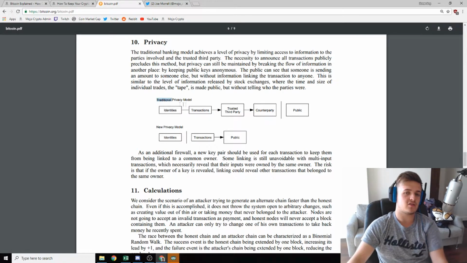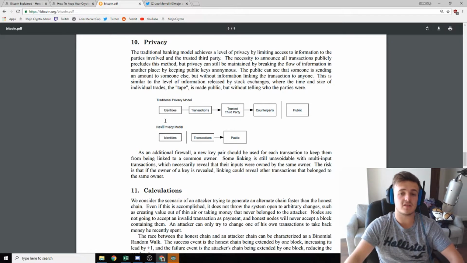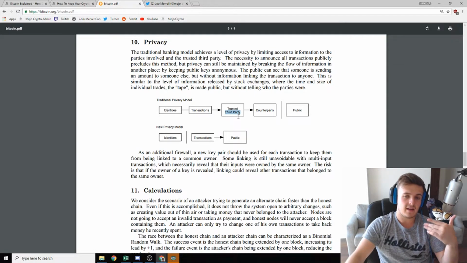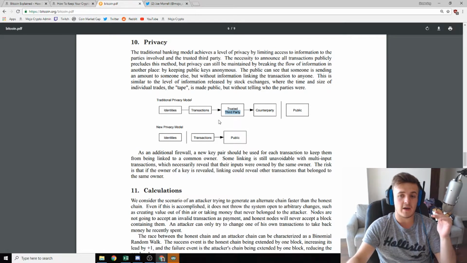So that was the traditional privacy model we just went over as well. So you've got identities, transactions, trusted third party, which is the bank, the counterparty. So in this case, we've got both of our identities. I send a transaction to you, it goes through the bank, it goes to you. Well, it goes to your bank as well. So my bank, your bank, it goes to you. But nobody from the public can actually see that. So that's not broadcast to anybody.